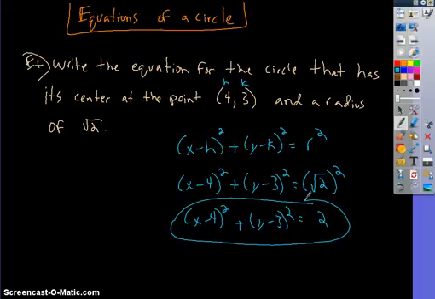I through square root 2, you can figure out how long that is and graph it. But anyway, that's the equation for that circle given those characteristics. Got it? Okay, let's do another one.